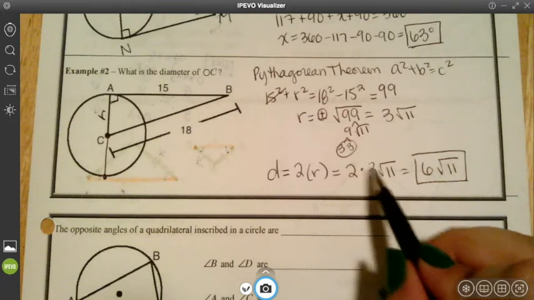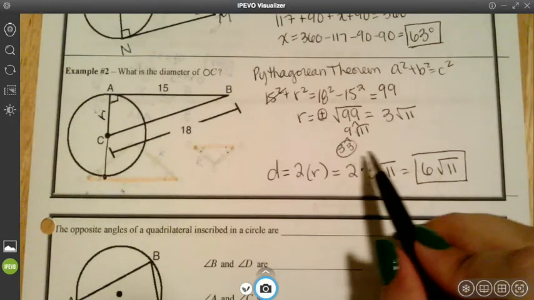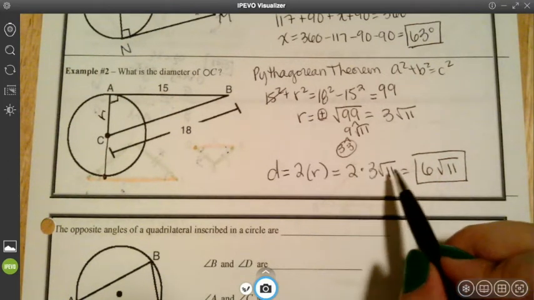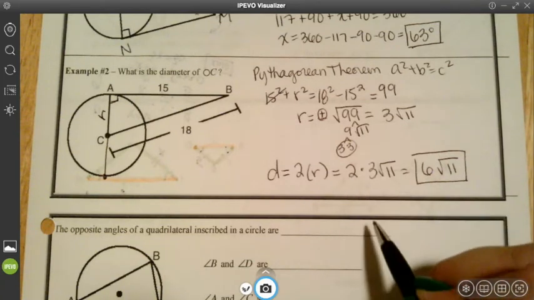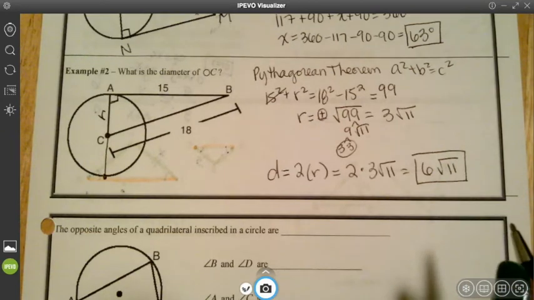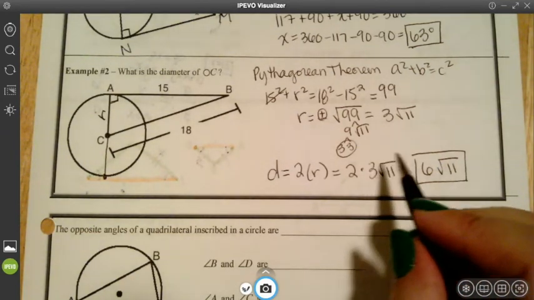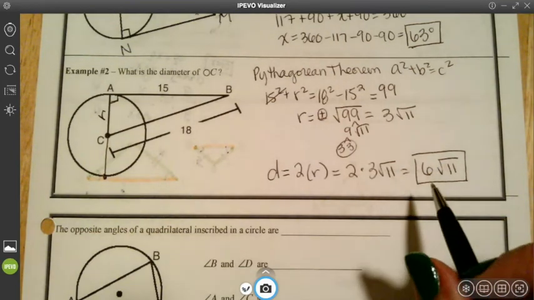How come I didn't have to distribute here? There's no addition or subtraction. This is just multiplication all the way across. So if I had 2 times 3 times 5, I would say that's 6 times 5. I would not say that's 6 times 2 times 5. Be careful with that.